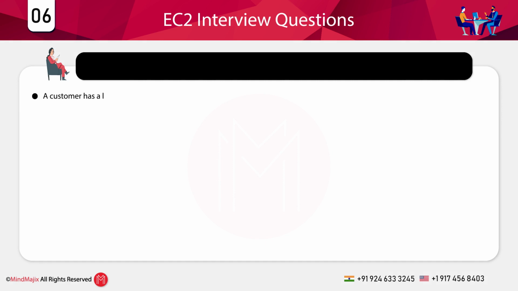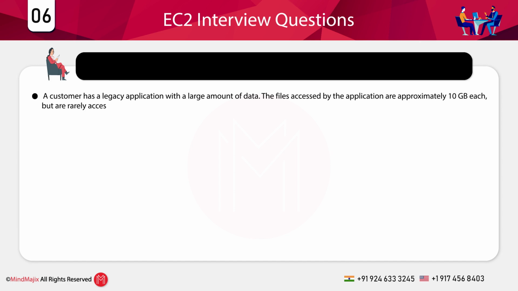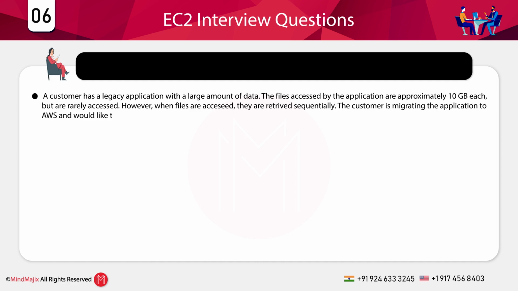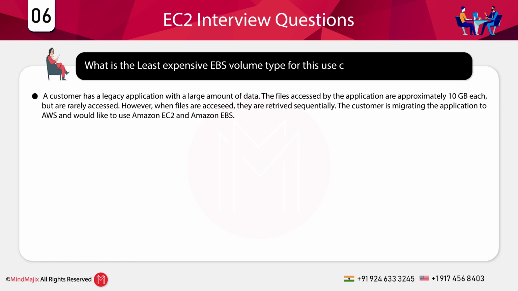A customer has a legacy application with a large amount of data. The files accessed by the application are approximately 10 GB each, but rarely accessed. However, when the files are accessed, they are retrieved sequentially. The customer is migrating the application to AWS and would like to use Amazon EC2 and EBS. What is the least expensive EBS volume type for this use case?